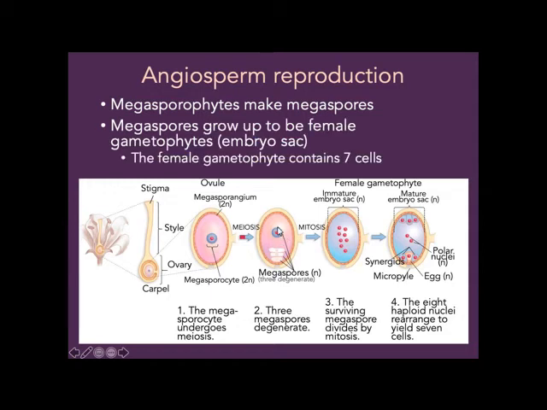And then the megaspores grow up to be female gametophytes, which is this egg sac here, okay, or the embryo sac. And the female gametophyte is going to contain 7 cells, okay? So we have here, so 7 cells with 8 nuclei. 1, 2, 3, 4, 5, 6, 7, 8 nuclei. 1, 2, 3, 4. This big one in the middle is 4. 5, 6, 7 cells, okay?